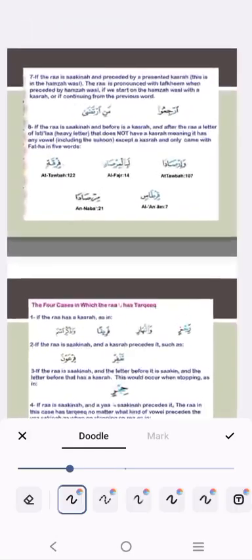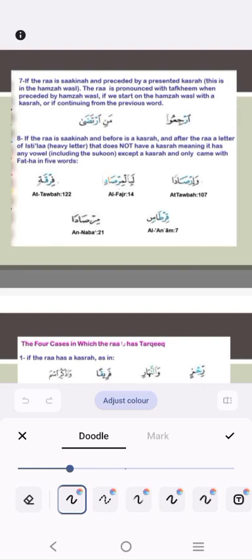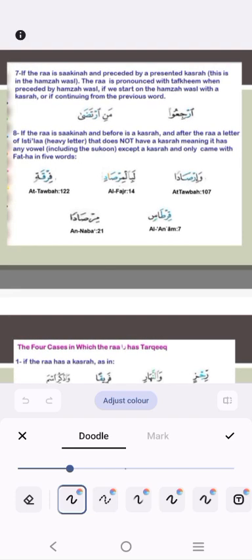So the seventh condition that makes ra heavy is if the ra is sakin and preceded by a presented kasra, and this is in Hamzatul Wasl. The ra is pronounced with Tafkheem, heavy, when preceded by a Hamzatul Wasl. If we start on the Hamzatul Wasl with the kasra, or if we continue from the previous word, in both cases we will read ra heavy.